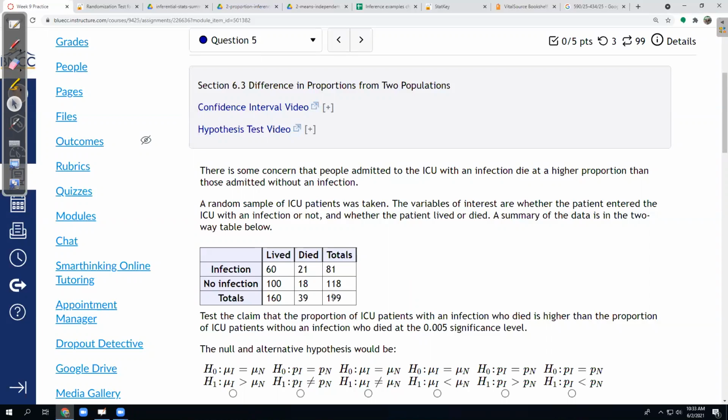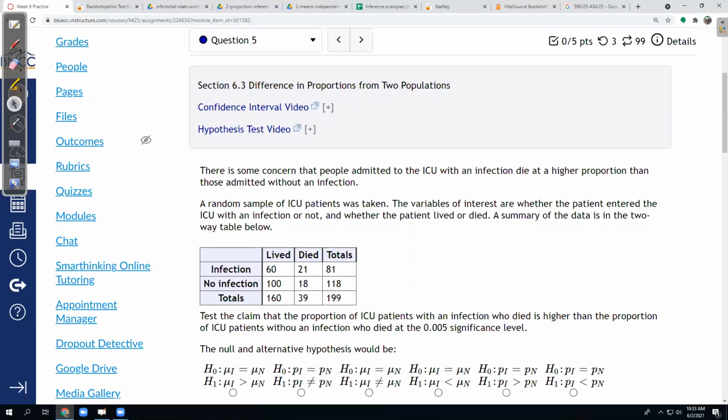So this is my new set of data, and I was keeping track of 199 patients in this particular case. There were 81 that were in ICU with infection, 60 lived, 21 died. Of the people in the ICU without an infection, there were 100 who lived, 18 who died, out of a total of 118. So we have these summary cells on the side and on the bottom.